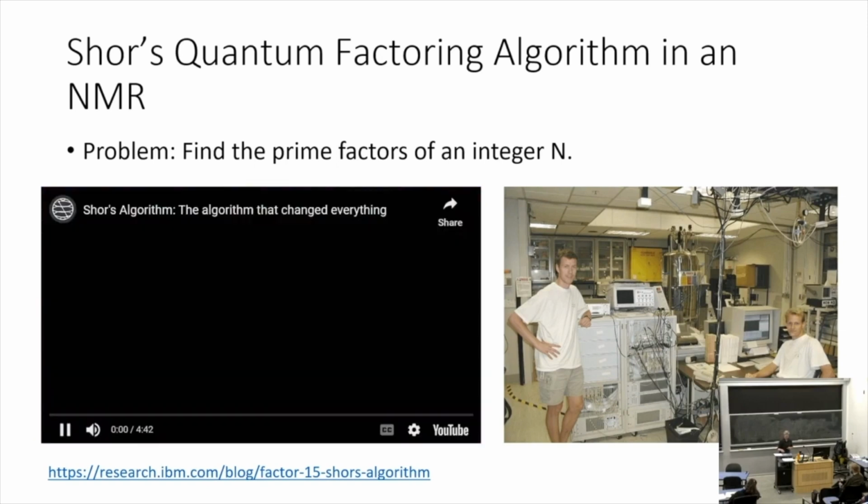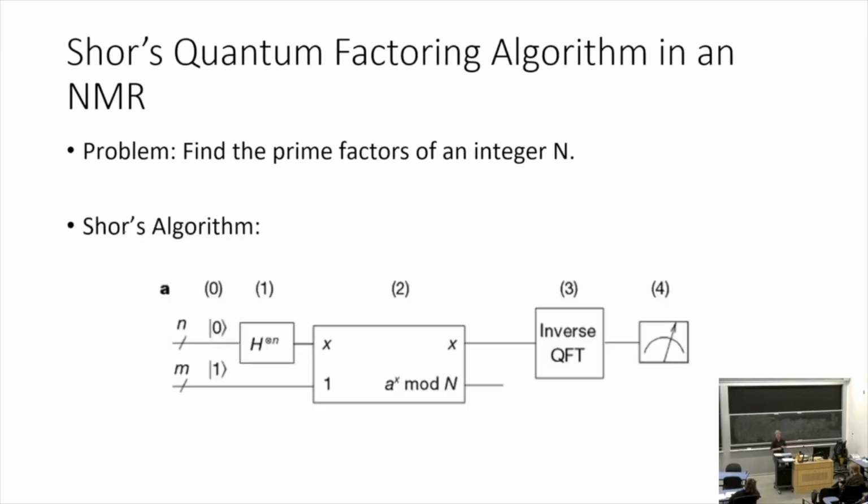So let's walk through the problem. Okay, so what is the problem? The problem is we want to find the prime factors of some integer n. The integer n that Chuang chose is a pretty small one. It's 15. What are the prime factors of 15? 3 and 5. We don't need a quantum computer for that, but the point stands.